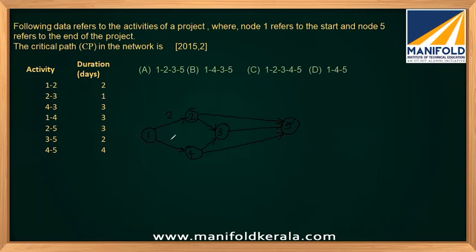So let's give the durations. 2 to 3 it is 1, 1 to 4 it's 3, 4 to 3 is 3, and 4 to 5 it is 4, 3 to 5 is 2, now 2 to 5 it is 3.